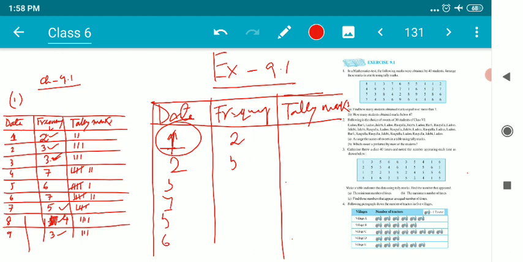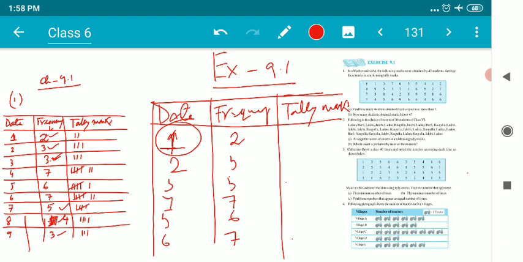How many children secured marks 3? 3 children got marks 3. The number of children who secured marks 4 is 7. The number of children who secured marks 5 is 6. The number of children who secured marks 6 is 7. Accordingly, we have to do this for all the marks from 1 to 9.